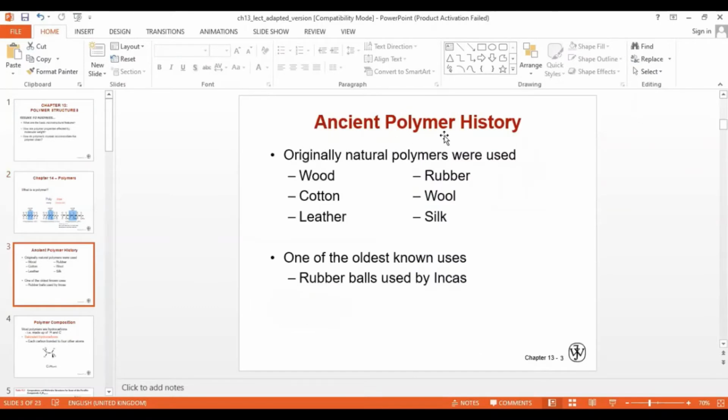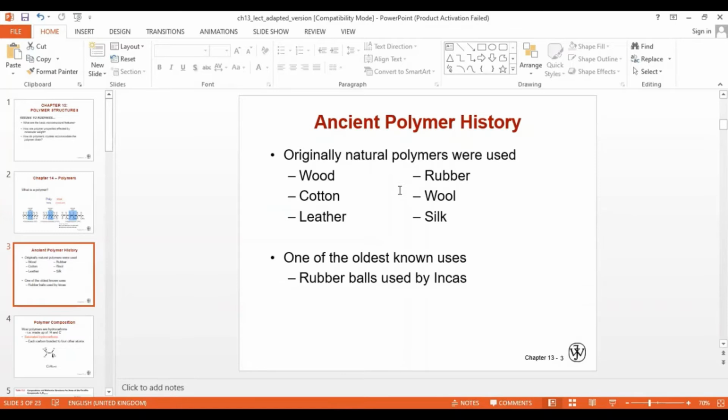So, ancient polymer history. Originally natural polymers were used in the ancient time. Wood, cotton, leather, rubber, wool, silk, these all are polymers, right? Wood is a polymer, cotton is a polymer, leather is a polymer. One of the oldest known uses is rubber balls used by the Incas. The Incas are a race of people. It is said they used rubber balls.